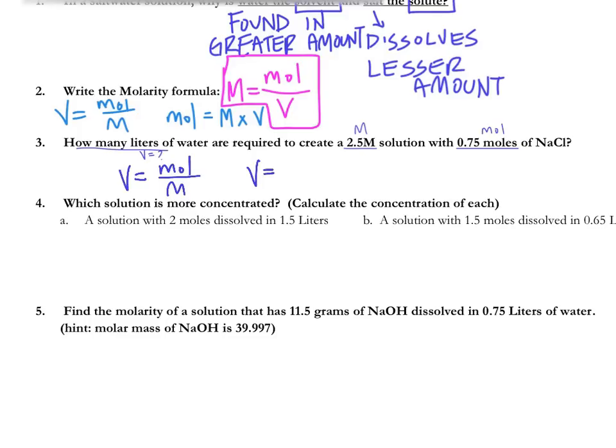Since I've already identified everything that's given to me and what I'm solving for, I'm going to plug them into my equation, where my moles is 0.75 and my molarity is 2.5. And when I divide those two together, I get 0.3 liters.